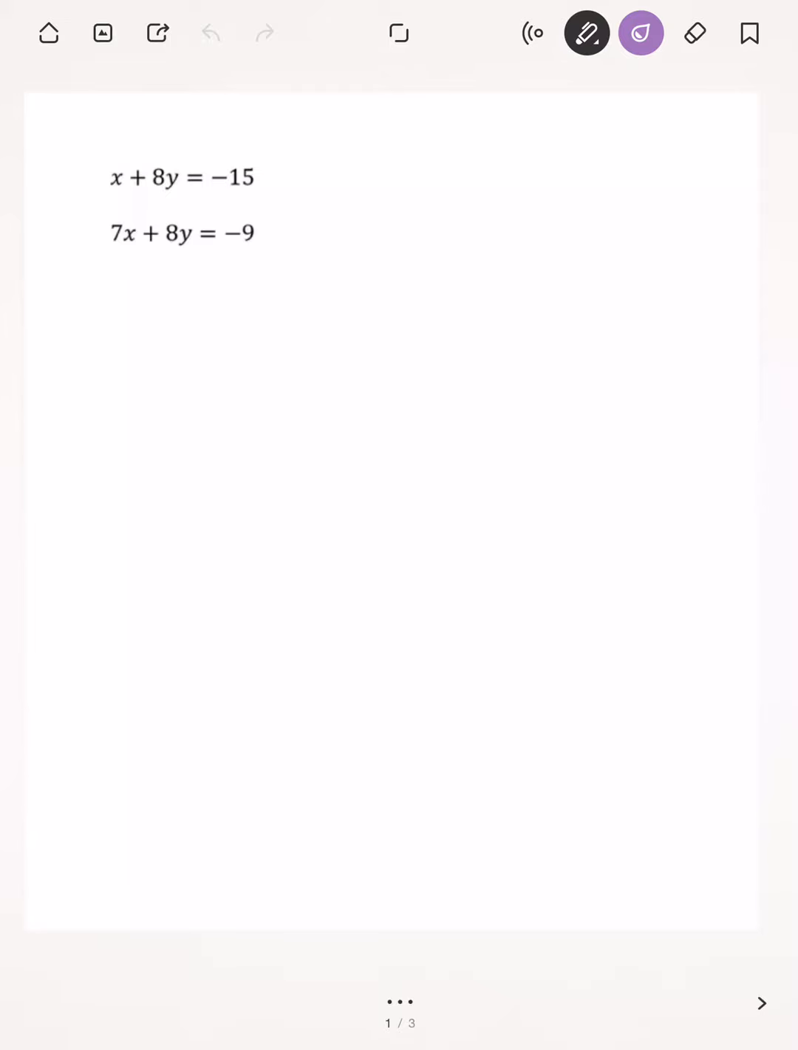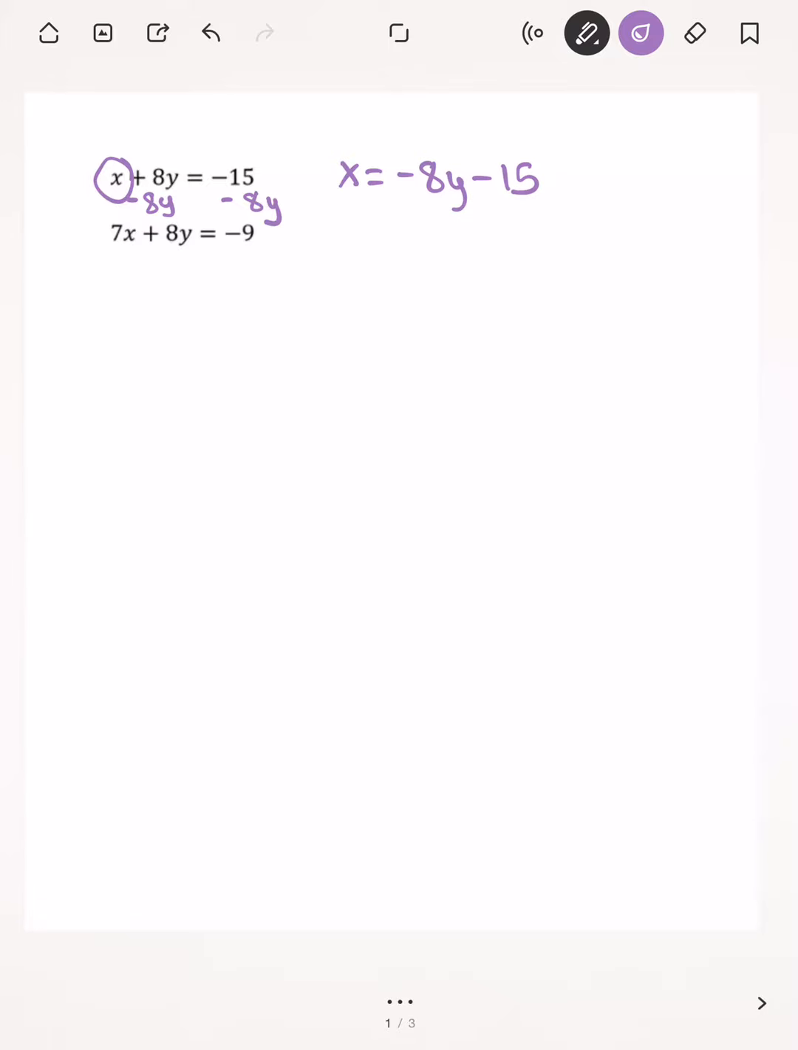What we need to look for here is which variable is easiest to solve for. We're looking for a variable that does not have a coefficient. Looking at my two equations, this x variable does not have a number in front of it, so I want to solve for x. In order to solve for x, I need to subtract 8y from both sides. That gives me x equals negative 8y minus 15.